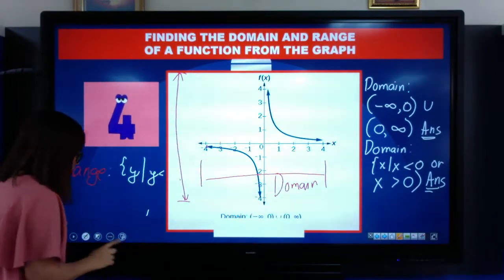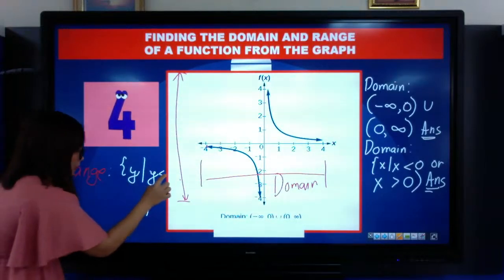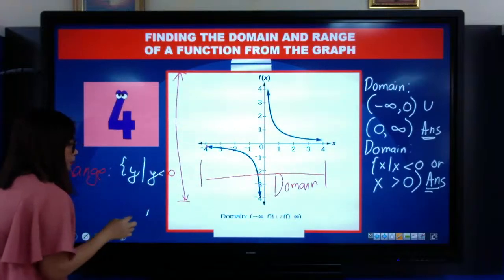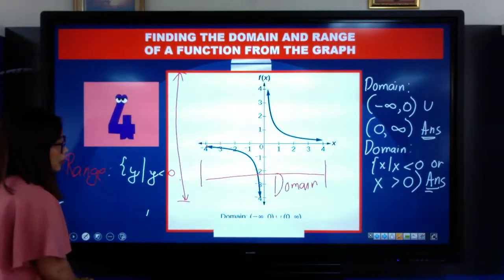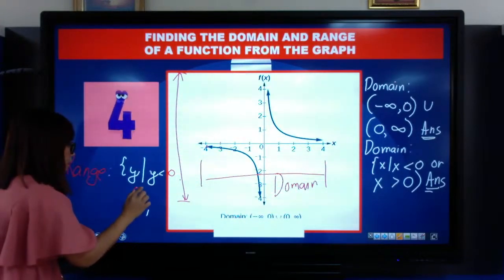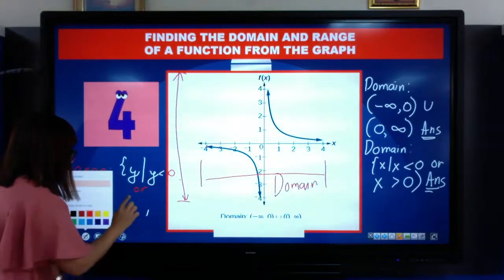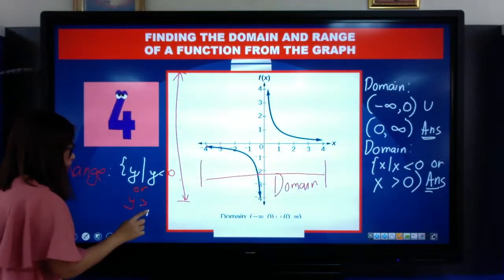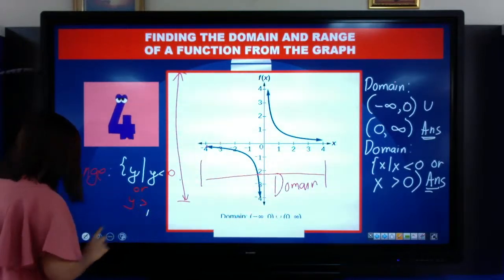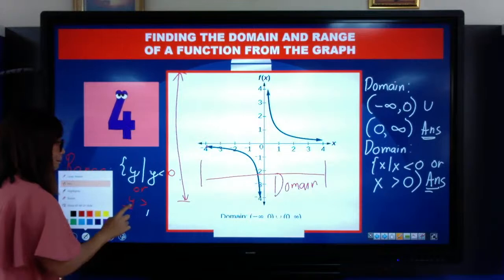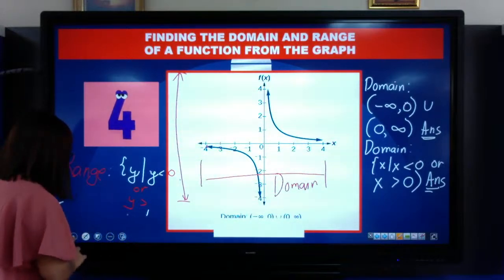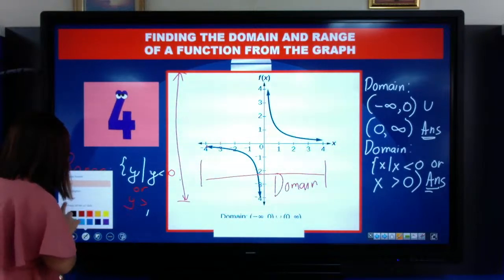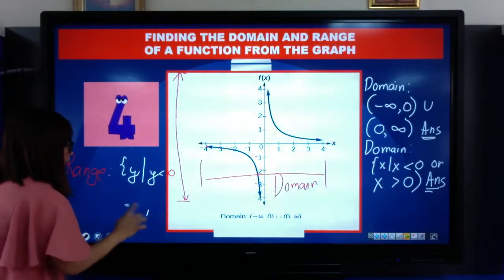Less than, okay, I erased it. I hope that you can see it. Less than 0. Y is such that, okay, y is what? Greater than, no, wait. I'll erase it because I cannot, okay, wait.